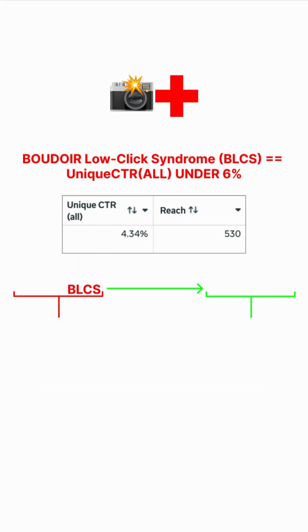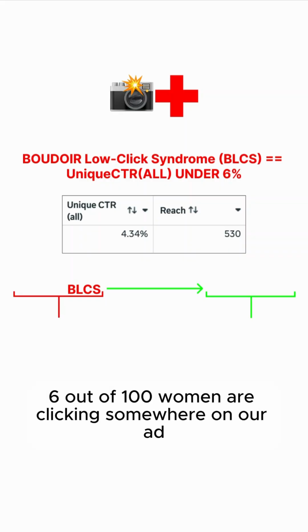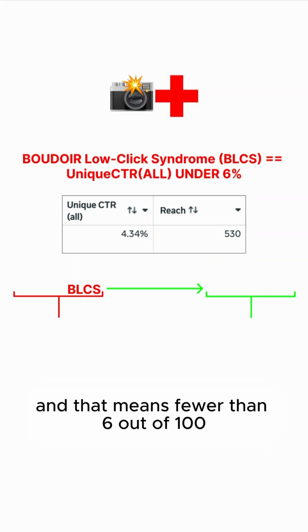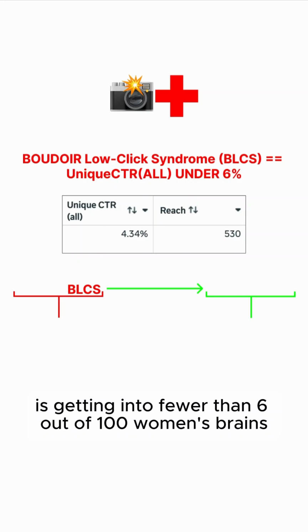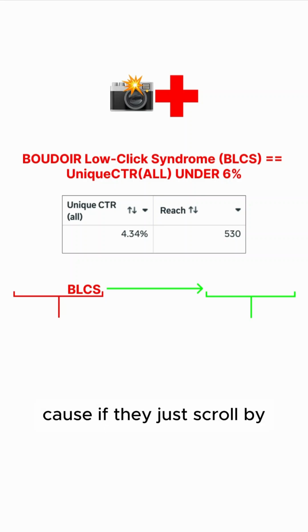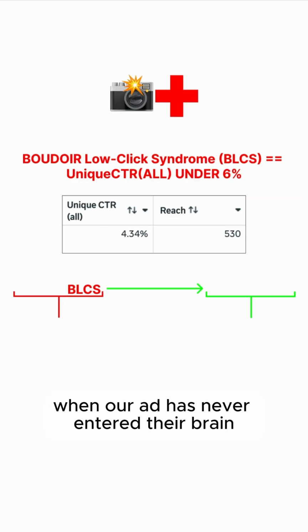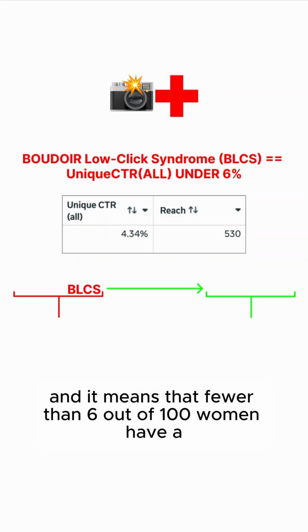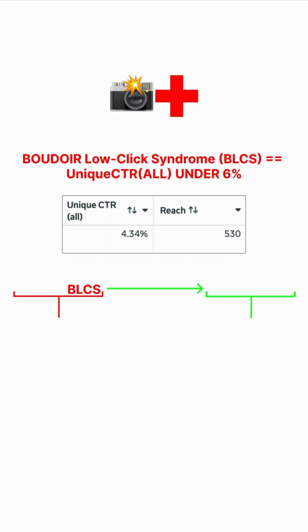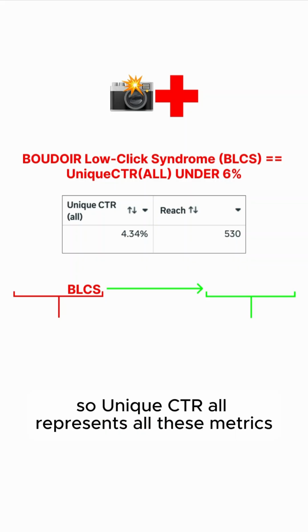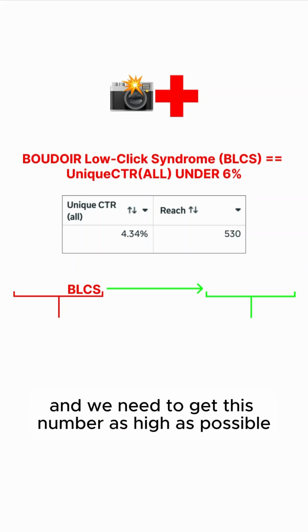Now, this means fewer than 6 out of 100 women are clicking somewhere on our ad. And that means our ad is getting into fewer than 6 out of 100 women's brains. Because if they scroll by, our ad has never entered their brain. And it means that fewer than 6 out of 100 women have a non-zero chance of buying from us, because we need our ad to enter their brain to do that. So unique CTR represents all these metrics, and we need to get this number as high as possible.